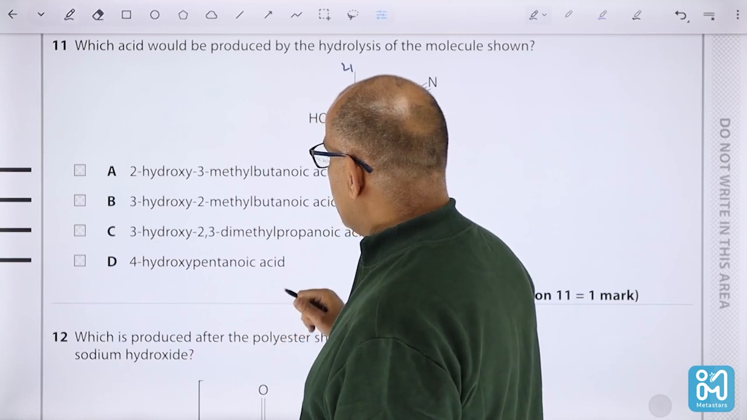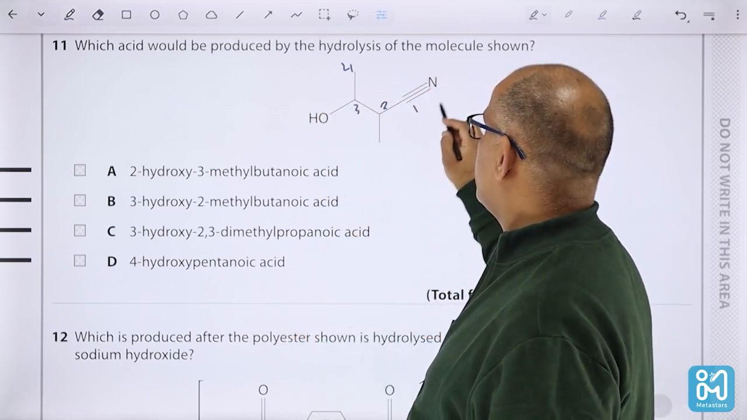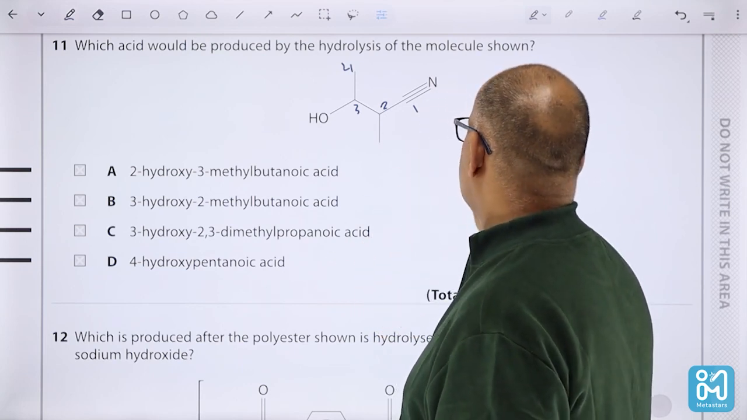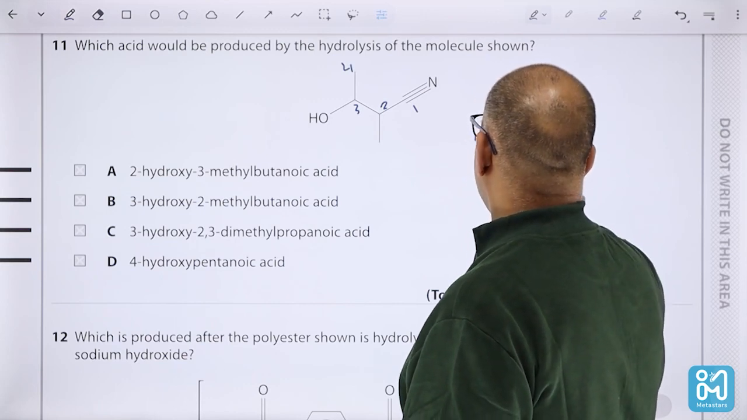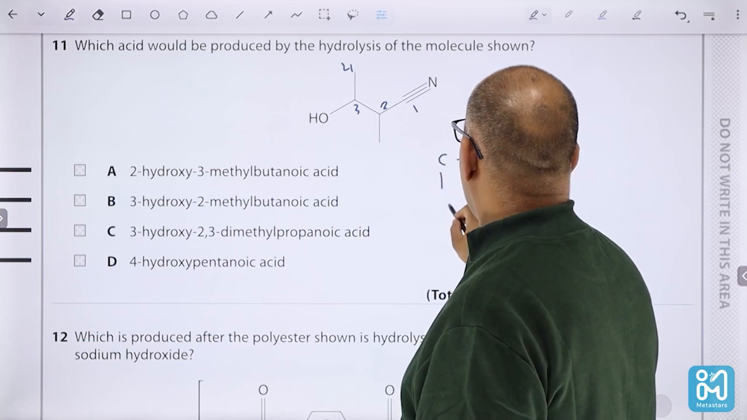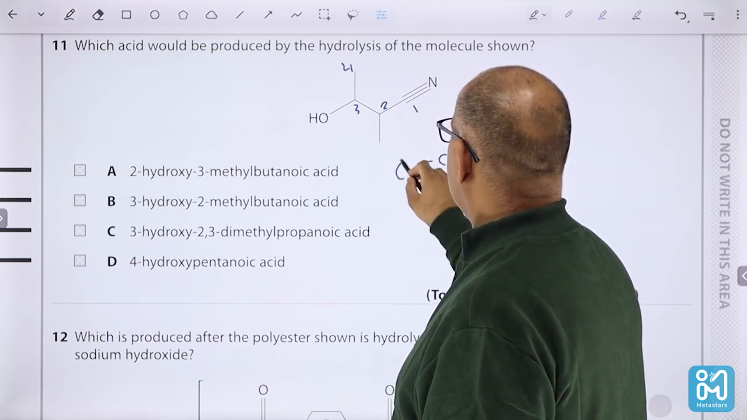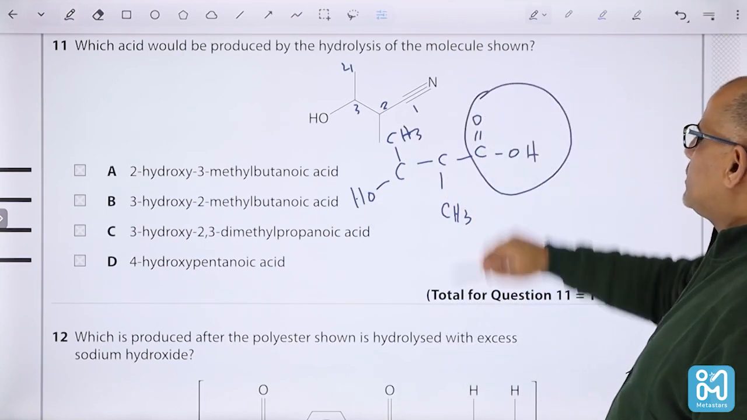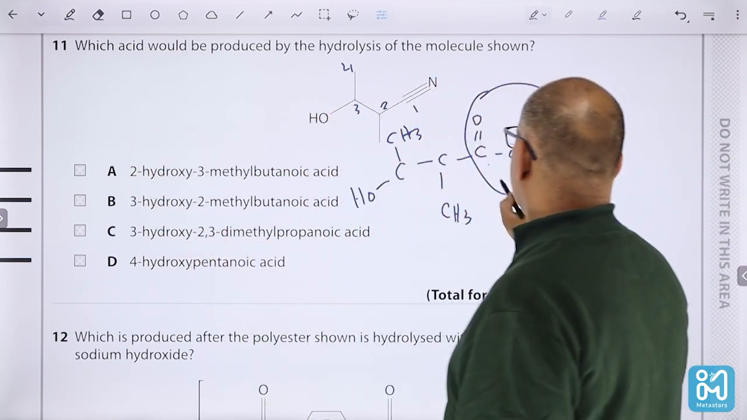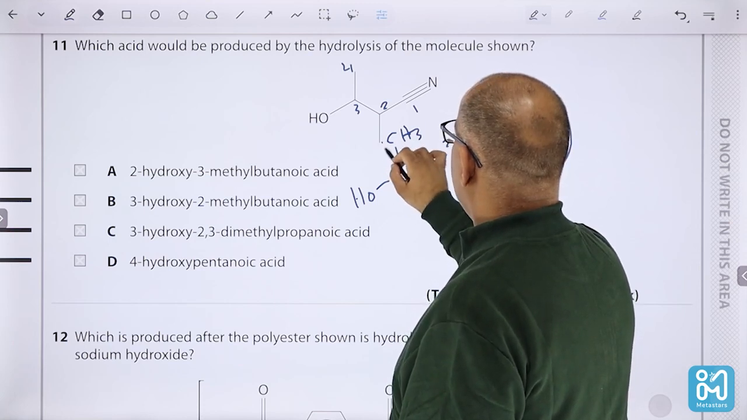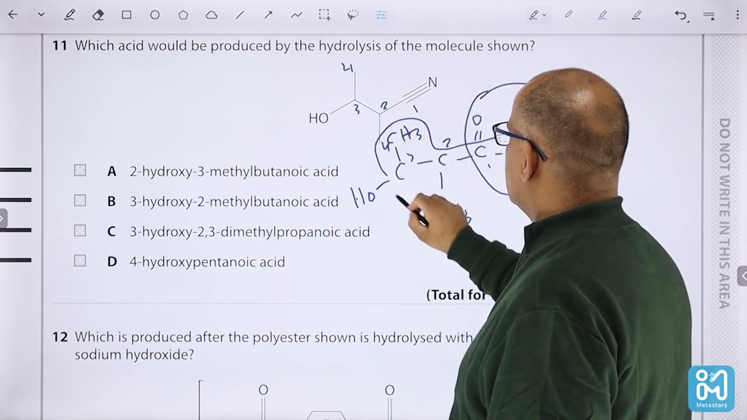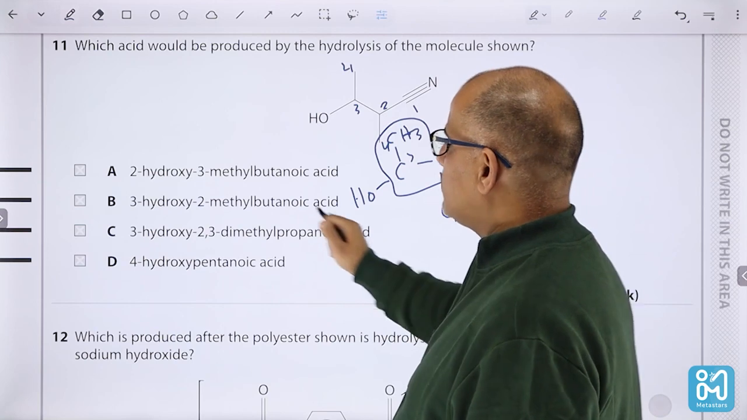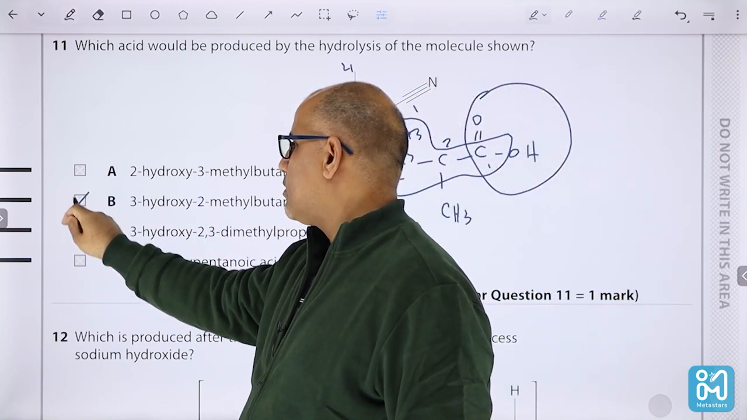So which one will it be? It is 3-hydroxy-2-methylbutanoic acid, since the acid which is formed is this one, and then we have 2 carbon, and then a methyl group, and then here we have the hydroxy group. That's the acid which is formed, and when you count from this 1, 2, 3, and 4, you will see that's the longest chain for the structure. So it's 2-methylbutanoic acid and 3-hydroxy. So this is the correct answer.